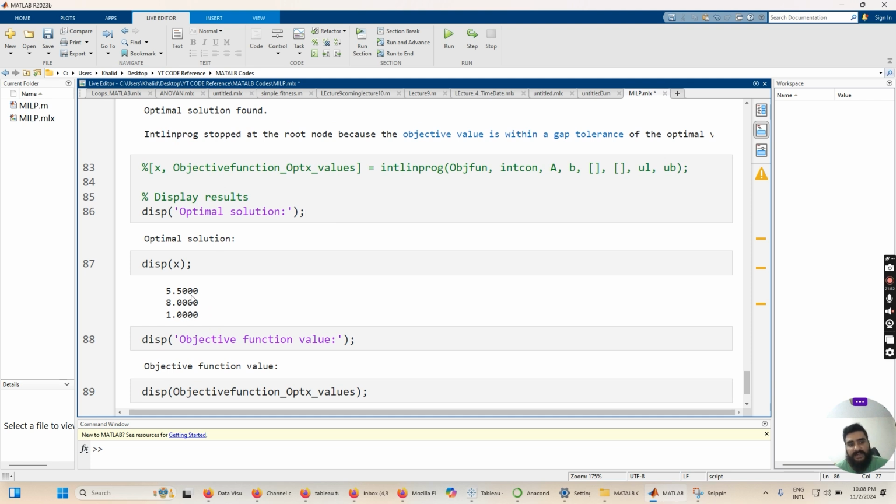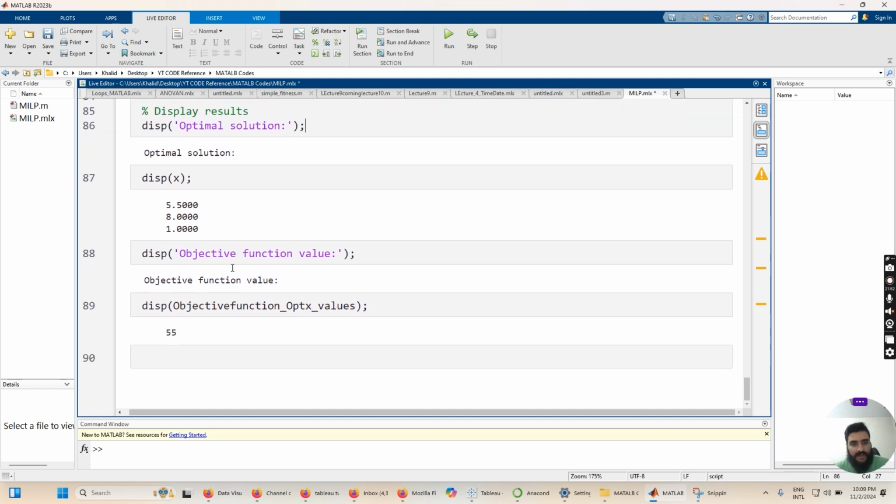Now you can see that x1 was treated as a continuous variable, that's why we have a value of 5.5, and x2 was defined as an integer, that's why we have x2 equal to 8. We defined that x3 must be a binary value, its value can either be 0 or 1, and that is exactly the solution we are getting based on the constraints we have defined for this problem. And finally, let's display the optimum objective function value, which is 55.